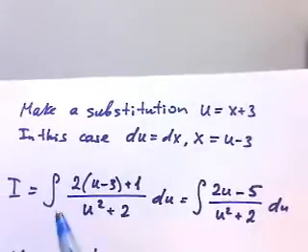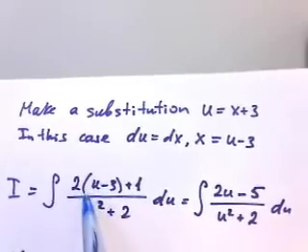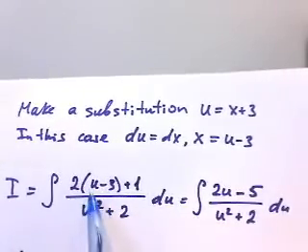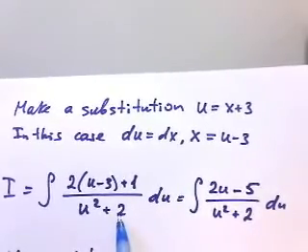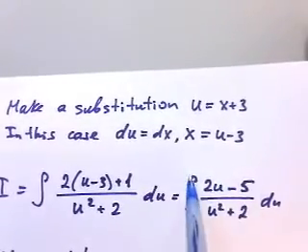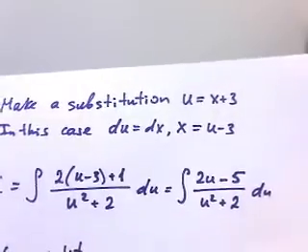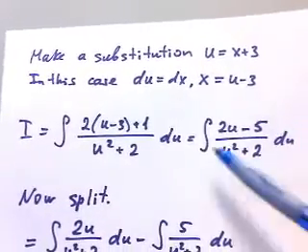So in our integral, here is u minus 3. This is where x was. It was 2x plus 1 previously, and the denominator is u squared plus 2. Combine the like terms on top, and now you can split.